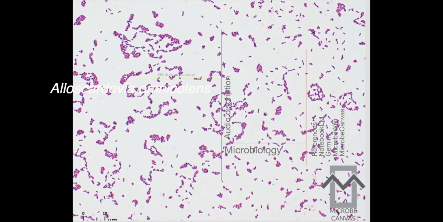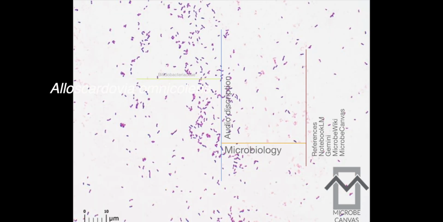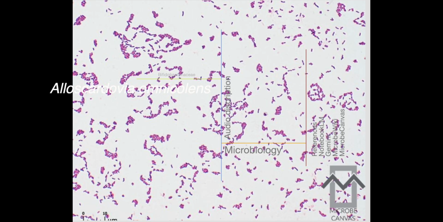Question number 2. What are the key culture characteristics of Alloscardovia omnicolens? Well, it prefers to grow in the presence of oxygen. It likes a little CO2. Right. You'll see those alpha hemolytic colonies on blood agar after 2 days. And it also grows on Brucella blood agar. Perfect. Okay, question 3. Where is Alloscardovia omnicolens most commonly found in the human body?